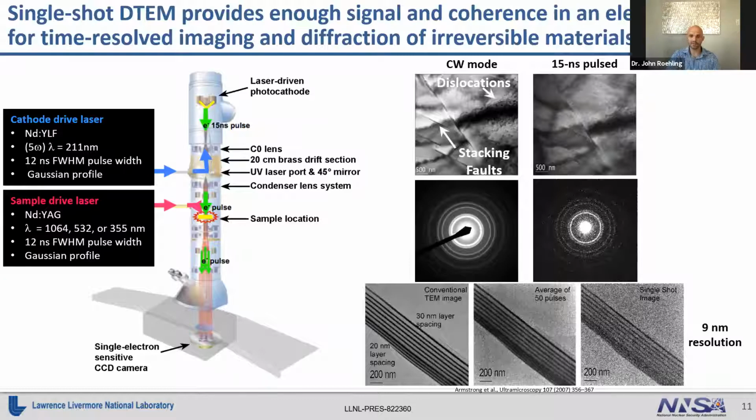So just a demonstration of that. Here we have thermionic emission, just a normal TEM image of dislocations and some stacking faults in a metal, and a diffraction pattern as well. And you can see a single shot pulsed mode. We still have enough coherence in the beam to see these dislocations and stacking faults and get a nice diffraction pattern with nice tight rings. And with a multi-layer cross-section sample, we were able to demonstrate 9 nanometer resolution. So this was what we were able to do with our single shot mode.